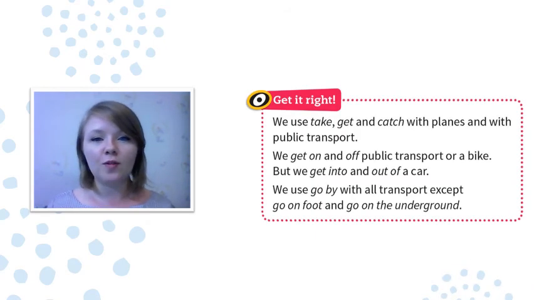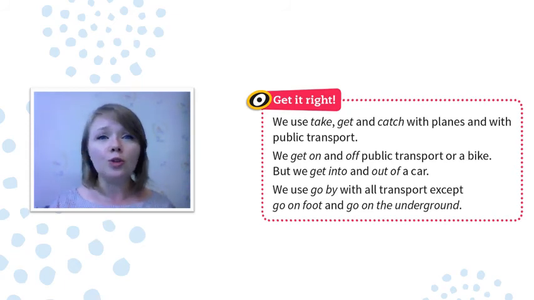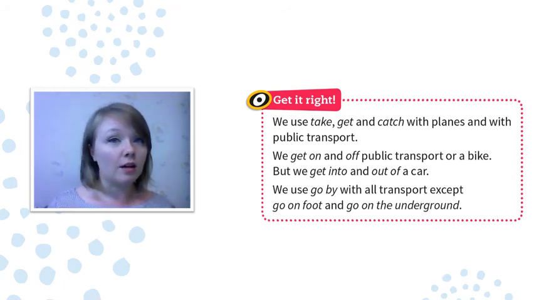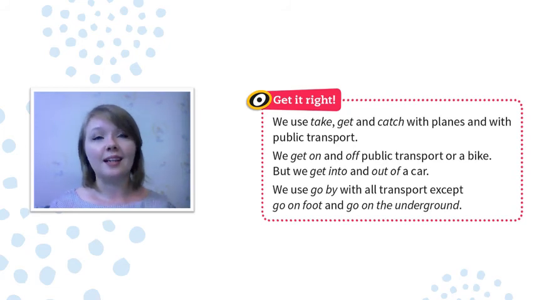So how can we remember this? Well, this helpful box on page 86 will help you to remember when to use each of these phrases. We use take, get, and catch with planes and other public transportation. We use get on and get off public transit or a bike. Get on a train, get off the bus, get on the subway, and so on. But if we're talking about a car or a taxi, we use get into and get out of.